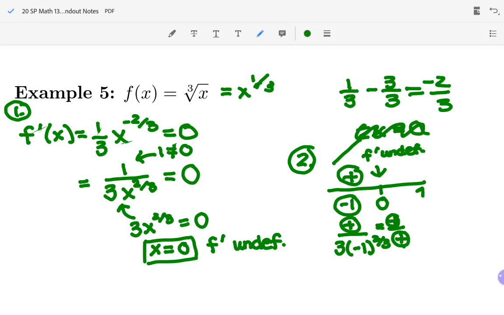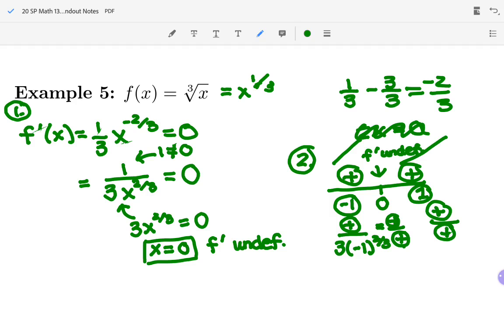To the right of 0, I would definitely choose to plug in 1, because 1 to any power is always 1. So it makes it easy to plug in. The top is 1, that's positive. The bottom, I have 3, which is positive, times 1 to any power stays 1. So 1 to the 2/3 is going to keep it positive in the denominator. So it goes from increasing to increasing. Do I get a relative max, min, or neither? I get neither. There's no relative extrema.